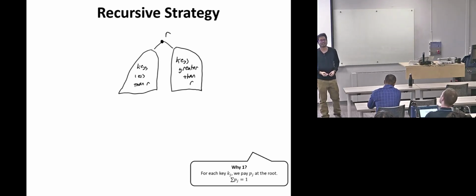So we try to root the tree at every node, and we split it into two halves: the keys that are less than R, and the keys that are greater than R. Then we get their solutions too, and they break it down also.